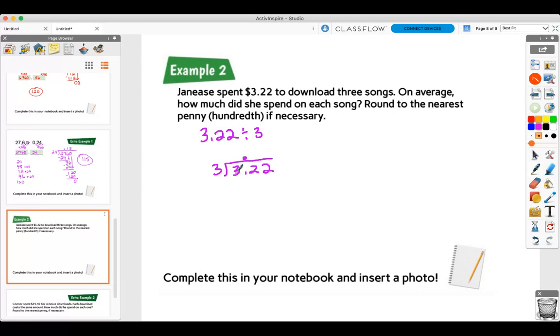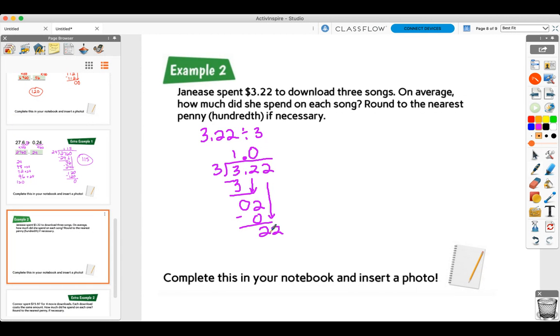So 3 goes into 3 one time. 3 times 1 is 3. Subtract. You're going to get a 0. Bring down that 2. You don't need to bring down that decimal here. You only need it up in the answer. So bring down the 2. 3 goes into 2 0 times. 3 times 0 is 0. Subtract. You're going to have 22, and then bring down that second 2.